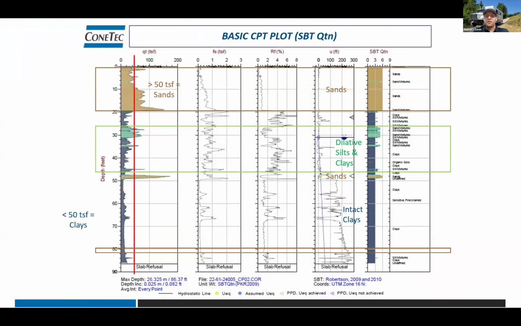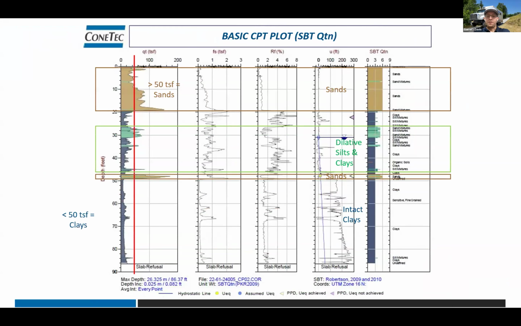This plot shows zones of unsaturated sands on top of transitional materials. We've got a sand lens, and then we've got some intact clays there at the bottom of the profile. You can see in the column second from right, the dynamic pore pressure, that in these intact clays, you've got dynamic pore pressures roughly 2 to 3 times hydrostatic. The red line on the plot box on the far left denotes 50 TSF or 50 bar, which is roughly the dividing line between clays less than 50 and sands greater than 50.